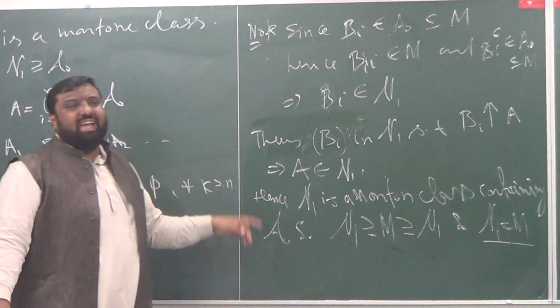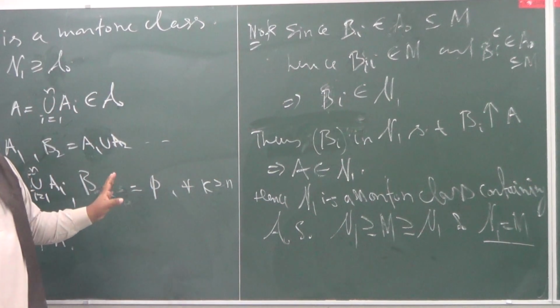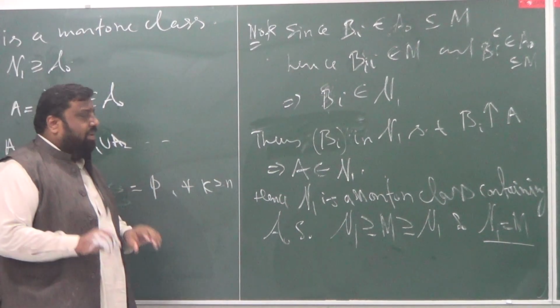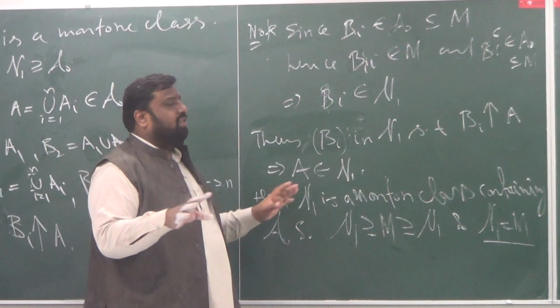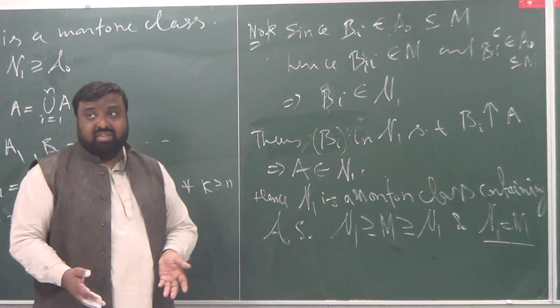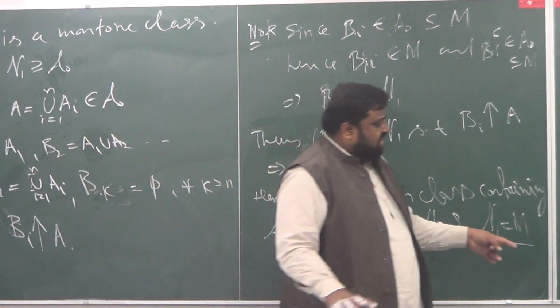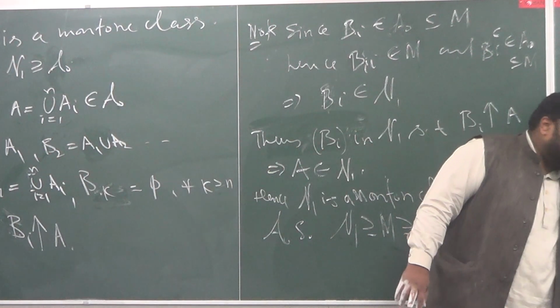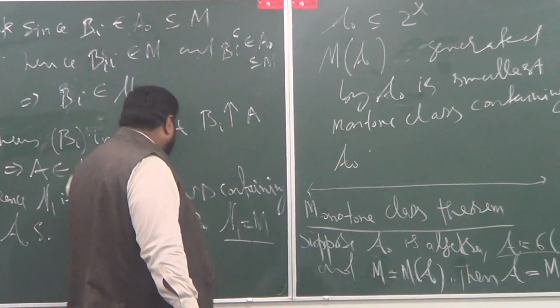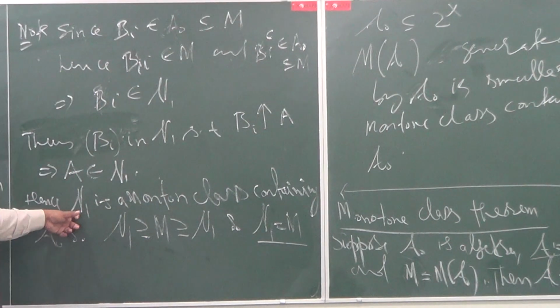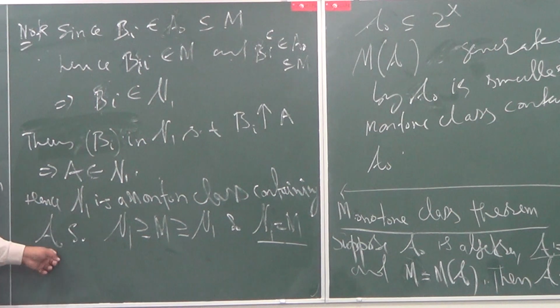So here's an argument. Maybe you missed it. M is the smallest monotone class that contains A naught, that's our assumption. And now I have found another monotone class, N1, that contains A naught. So M should be contained in it.